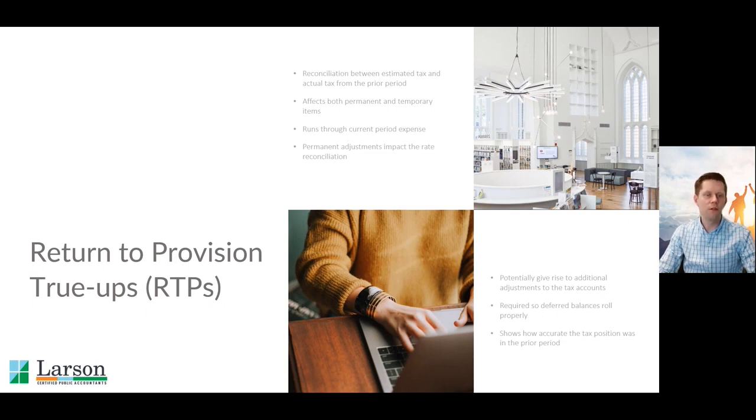These RTPs will affect both permanent and temporary items, and they will run through your current period tax expense. All those RTPs, say when you're looking at your provision for your current tax expense, whatever differences there were, will run through your current tax expense. And then your permanent adjustments will impact your rate reconciliation. Also, potentially these RTPs give rise to additional adjustments to the tax accounts.